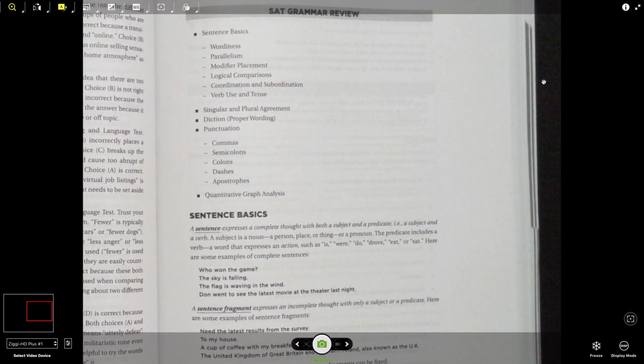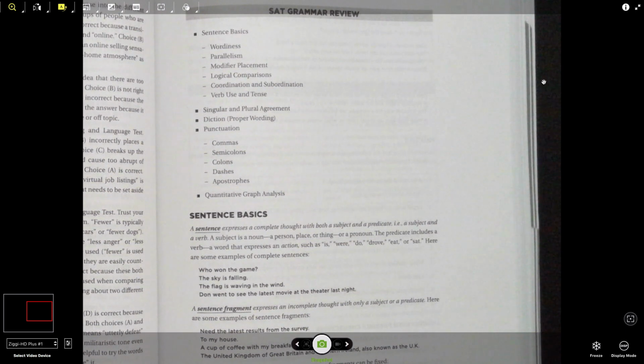Then you have coordination and subordination. Coordination is using coordinate conjunctions such as and, but, all those things. Subordination would be using subordinate conjunctions such as since, because. When you use a subordinate conjunction with a sentence, it converts the first part into a dependent clause. So it cannot exist by itself.